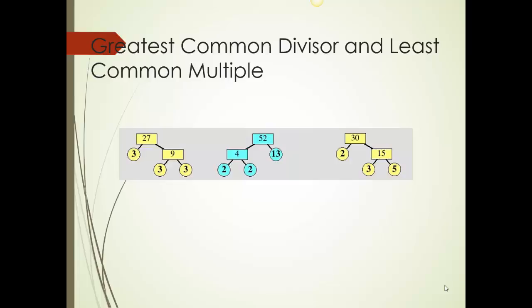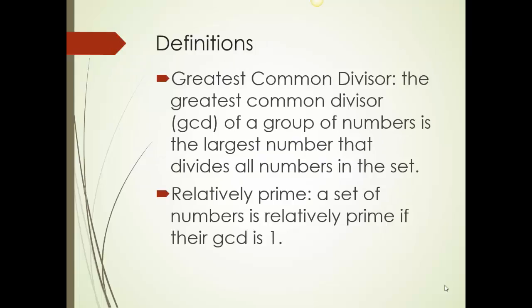This video covers the greatest common divisor and the least common multiple. The greatest common divisor, or GCD for short, of a group of numbers is the largest number that divides all numbers in the set. A set of numbers is called relatively prime if their GCD is 1.